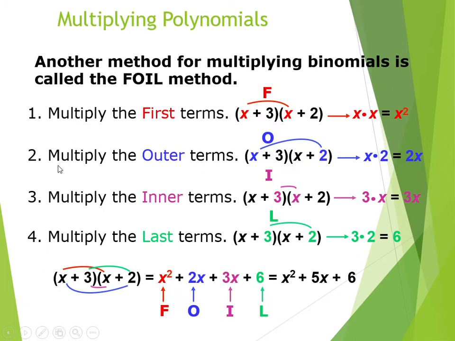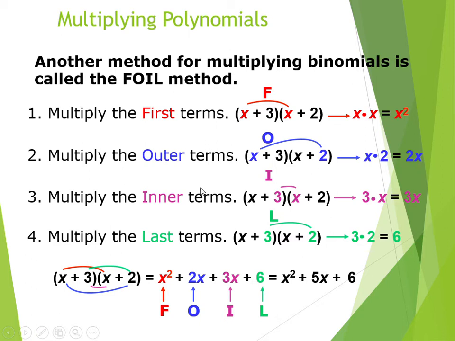And for the second one, multiply the outer. So what are the outer terms of our binomials? You have x and 2. That will be the outer. Okay? So x times 2, you will be having 2 times x, isn't it? So you just need to combine.